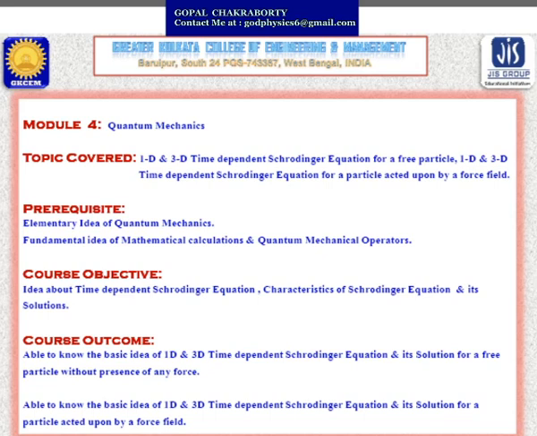And second, students will also be able to know the basic idea of one-dimensional and three-dimensional time-dependent Schrodinger equation and its solution for a particle acted upon by a force field. So these are considered to be the course outcomes.